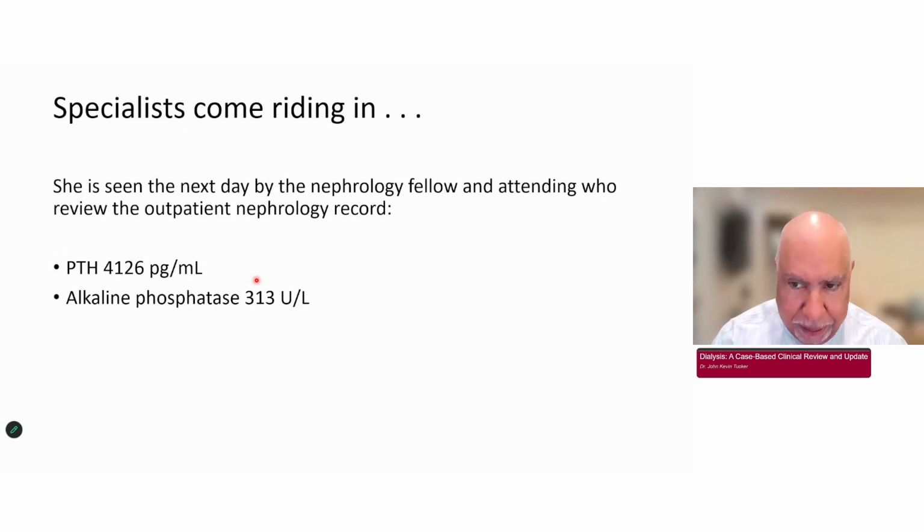Well, the next day we saw the patient and we reviewed her outpatient nephrology record. And guess what? Her PTH was greater than 4,000 with an alkaline phosphatase of 313.